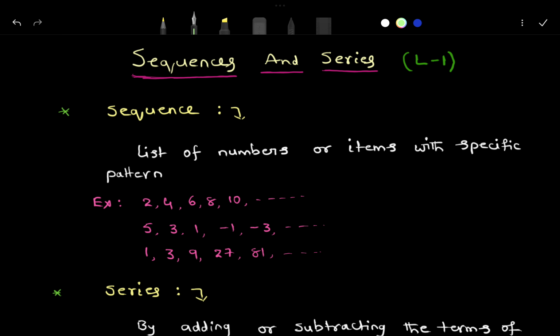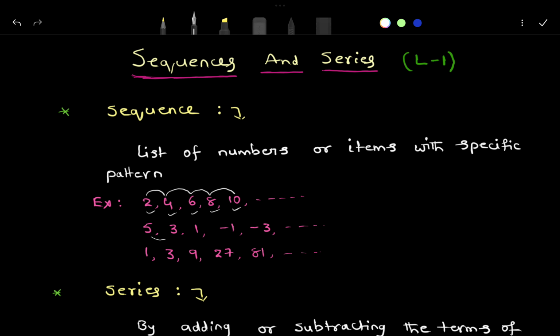You see in these examples below: 2, 4, 6, 8, 10. By observing, the difference between these two is 2, the difference between these two is 2, and the difference between these two is also 2. Okay, now you see the next example.